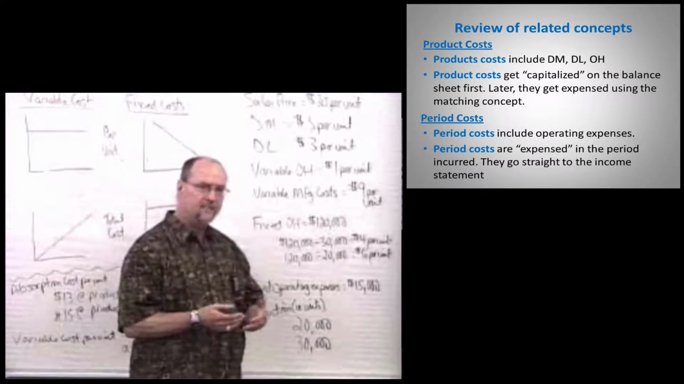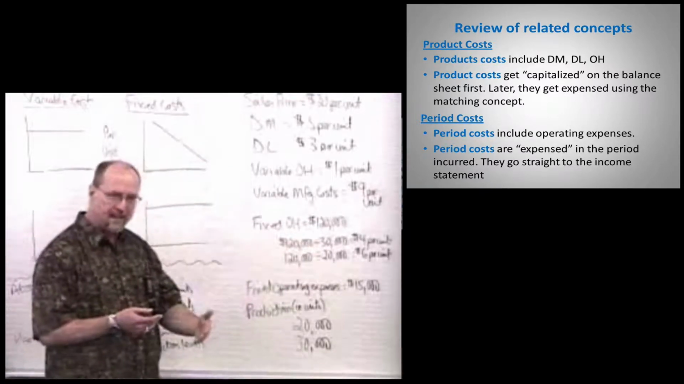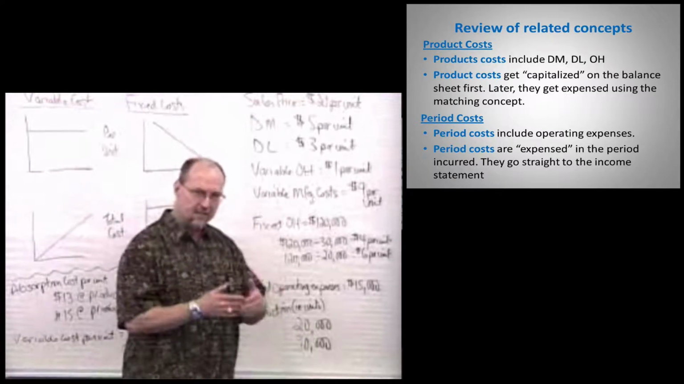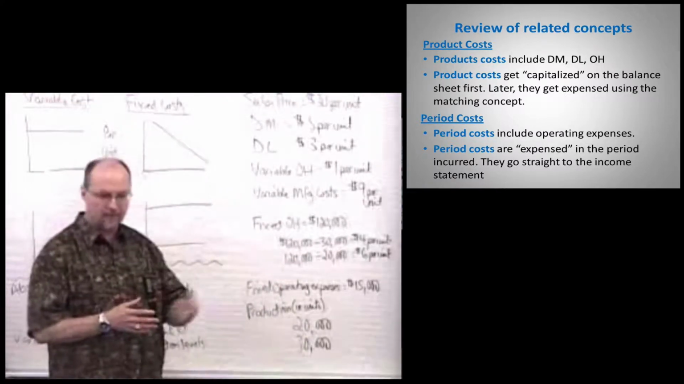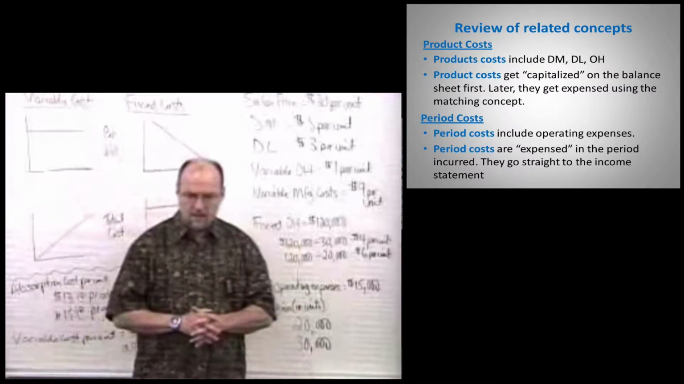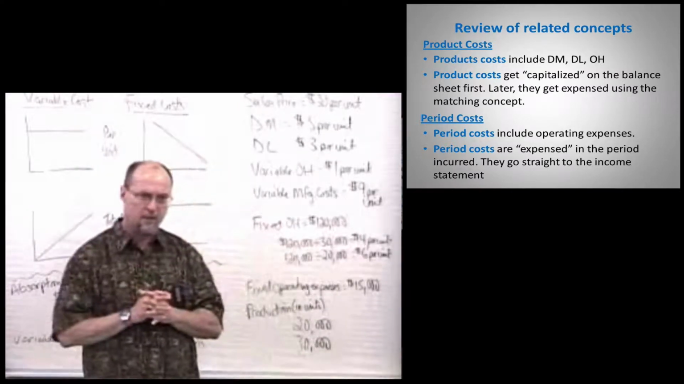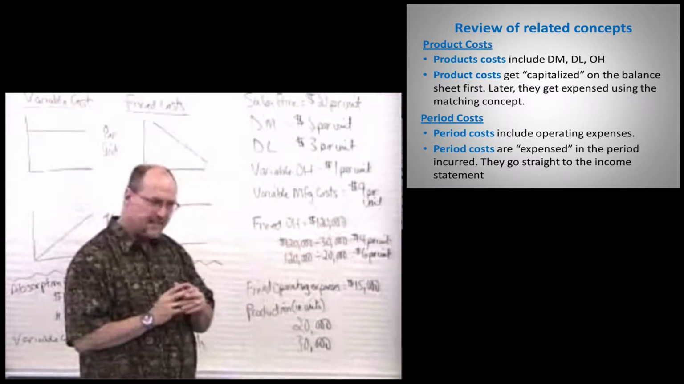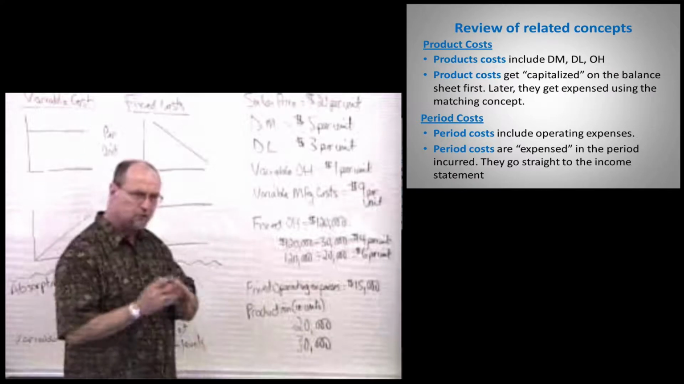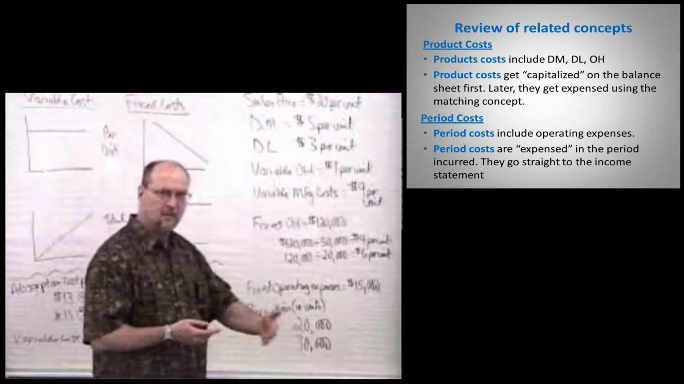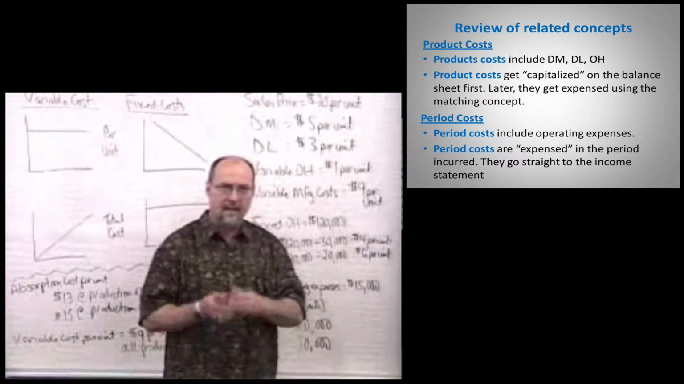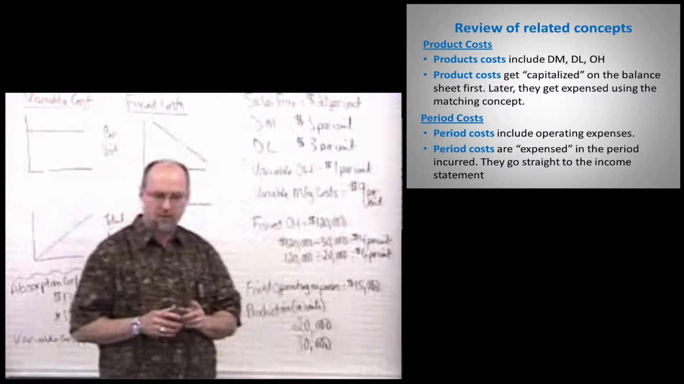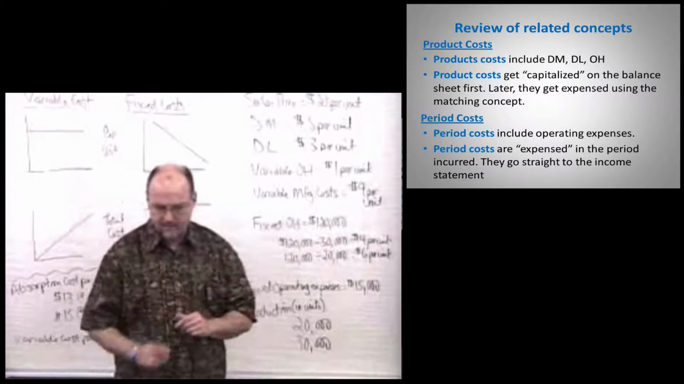And then when we sell the inventory, it gets expensed as cost of goods sold under the matching principle. We match the expense to the time period that it relates to revenue. So we capitalize production costs. Period costs always get expensed. They never get capitalized. They never go on the balance sheet. They go straight to the income statement in the period incurred. And those concepts of product cost versus period cost are the central focus of this chapter. So I wanted to review that.